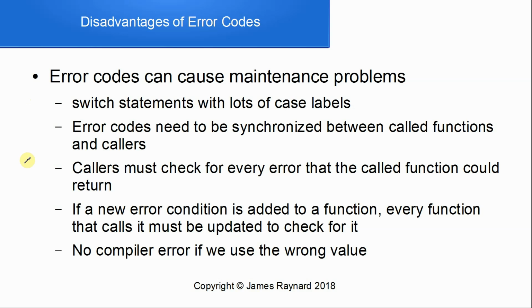When we call a function which can return an error code, so every function that calls getData must check for the errors that getData can return. If it doesn't want to deal with a particular error itself, it must return it back to the caller, and then the caller has to deal with that error as well. So you can get this long chain of functions that need to handle errors.